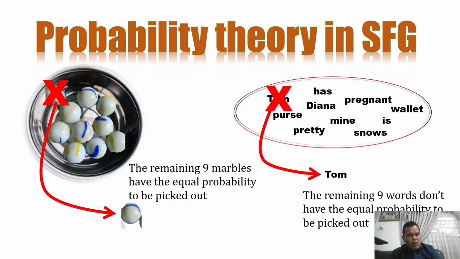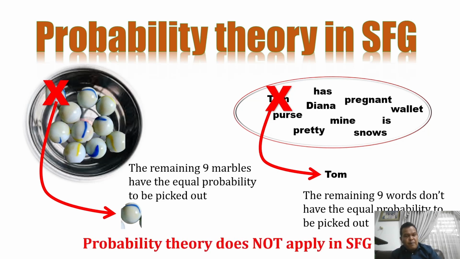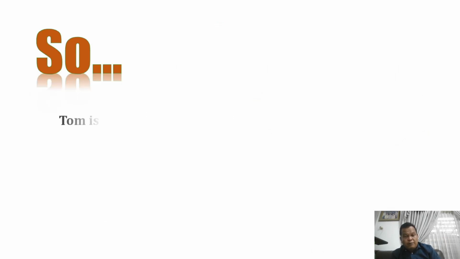What does it imply? It implies that probability theory does not apply in SFG. So, when we take "pregnant" to accompany Tom, we create the structure "Tom is pregnant." This structure is unacceptable. We cannot say the structure is acceptable, but it is not meaningful. We cannot say so because the meaning must be integrated whenever we create a structure.